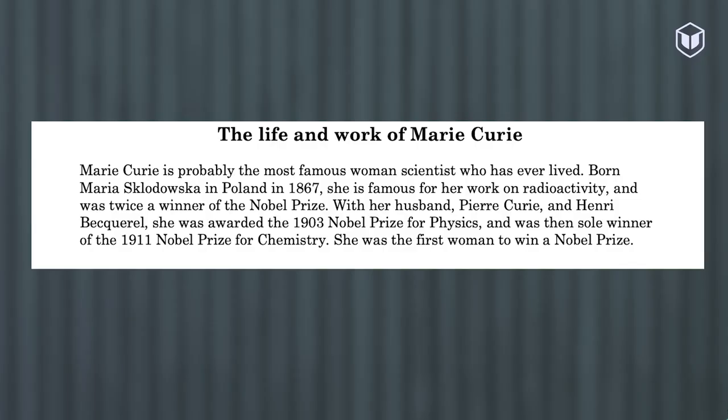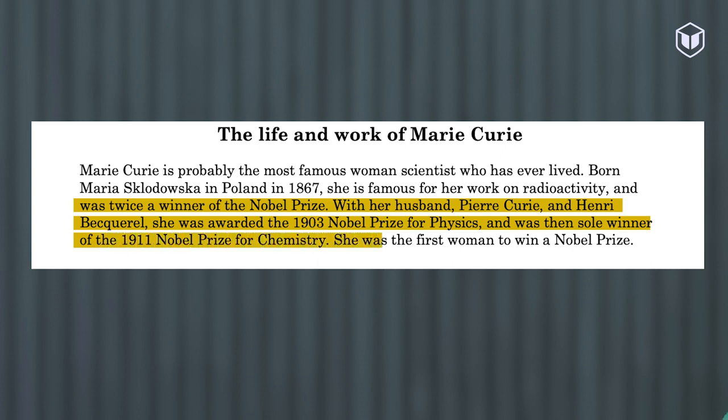Marie Curie is probably the most famous women scientist who has ever lived. Born Maria Skłodowska in Poland in 1867, she is famous for her work on radioactivity and was twice a winner of the Nobel Prize. With her husband Pierre Curie and Henri Becquerel, she was awarded the 1903 Nobel Prize for Physics and was then the sole winner of the 1911 Nobel Prize for Chemistry. She was the first woman to win a Nobel Prize.